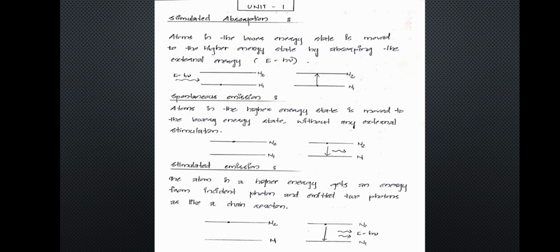Second process, spontaneous emission. Here the atoms in the higher energy state move to the lower energy state without any external stimulation. Third process, stimulated emission. Atoms in the higher energy state get energy from the incident photon and emit two photons, like a chain reaction. The three diagrams clearly explain the processes.